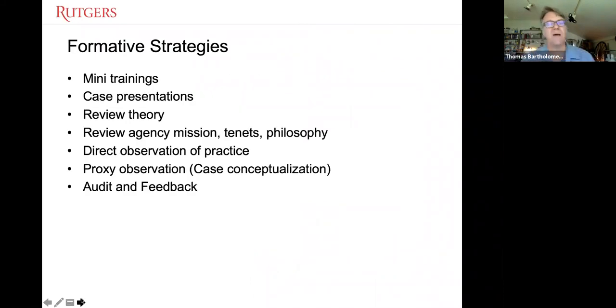So here are some strategies that I've used in my work, including mini trainings where we can do a round where each person presents on a different clinical topic. You have to be a little careful about this. You want to make sure that the information is correct and helpful. My sense, though, is people take this very seriously, and I have not been overly concerned about misinformation. A standard is clinical case presentations. We can review theories, review the agency's missions, tenets, if they've been described, and philosophy.